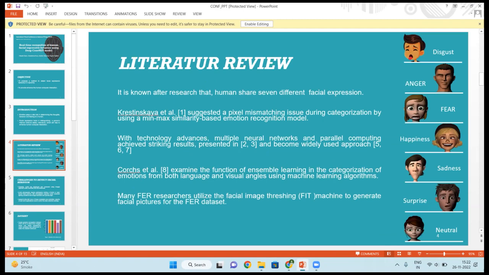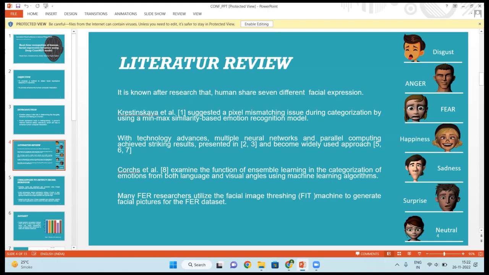From research, it is known humans share 7 basic different facial expressions, that is disgust, anger, fear, happiness, sadness, surprise, and neutral. Facial emotion detection research has focused on identifying human emotion based on picture or video records. A lot of researchers developed a facial emotion recognition model, utilizing multiple neural networks, parallel computing, and ensemble learning by categorizing emotion from both language and visual angles. And several FER developers adopted these methods.